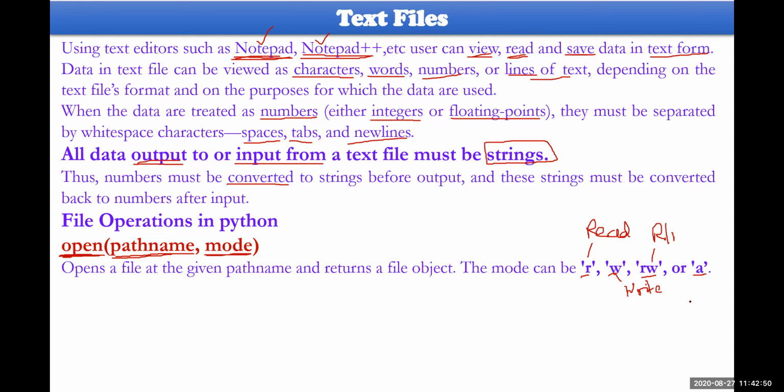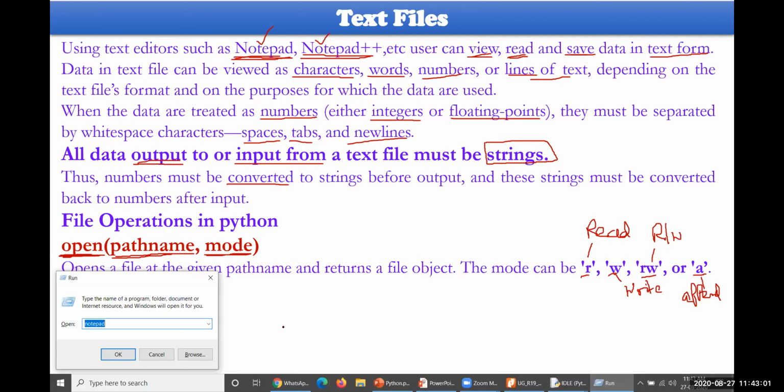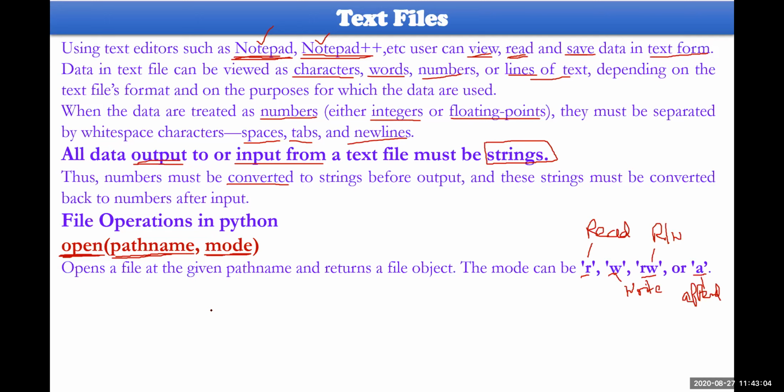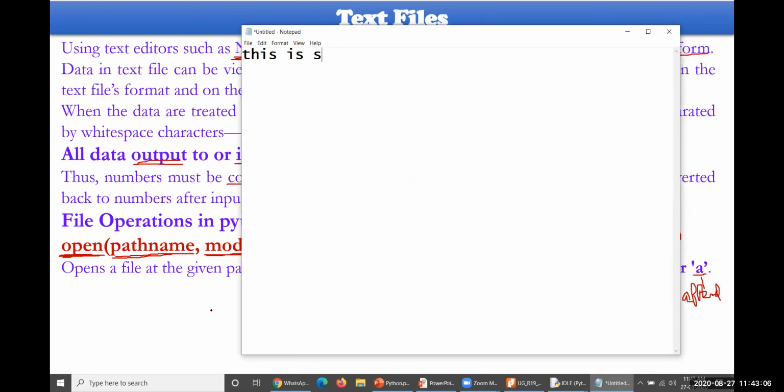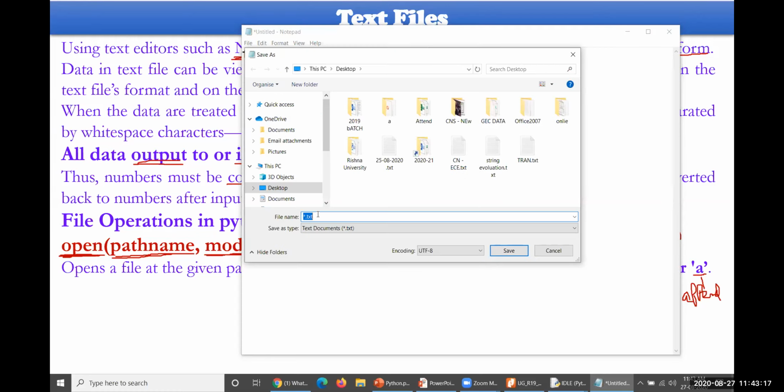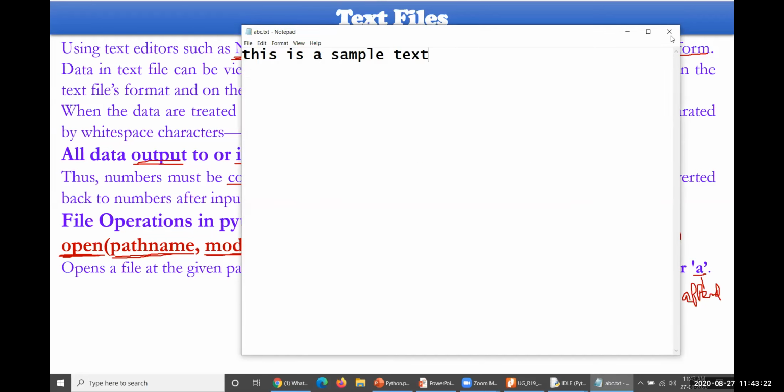A in the sense append mode. If some data is already there, that data will be appended by the data which we enter right now. As in this one here, let me open this notepad one more time. I have typed 'this is a sample text'. Yes, I have saved this one again. Let me save this particular file for a while. Yes, save. This file has been saved on the desktop. ABC is my file name. Okay, let me close this.